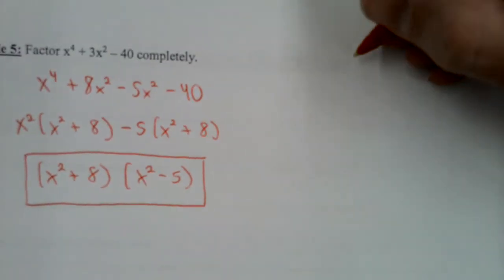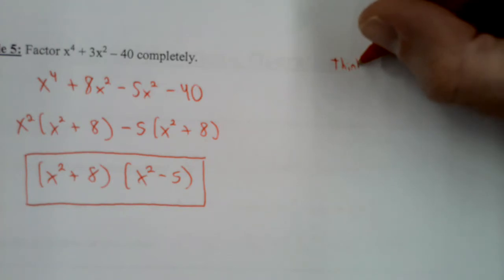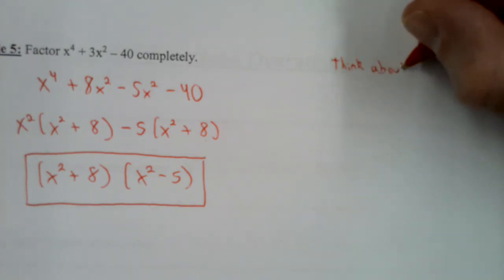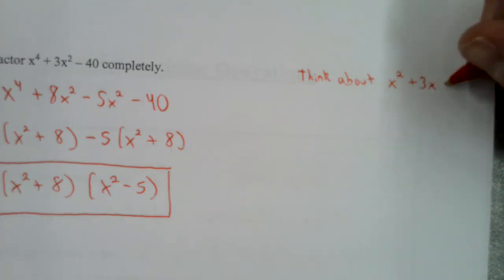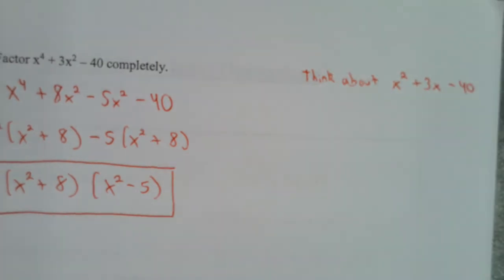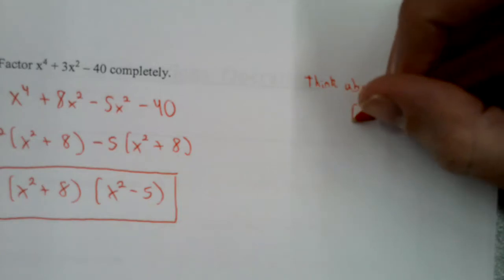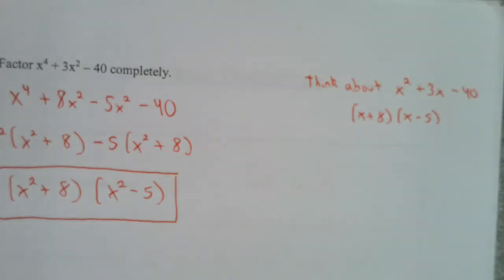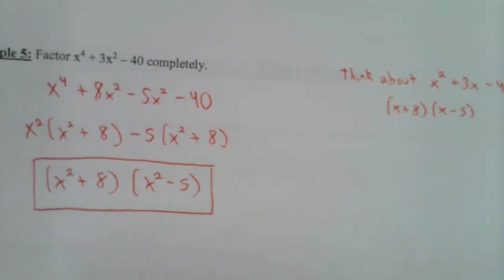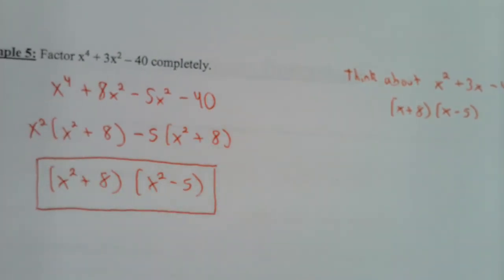And again, another way to do this is think about, suppose it was x squared plus 3x minus 40. You would factor that down to x plus 8 times x minus 5, which is the same thing we got here, but now we have squared and squared.